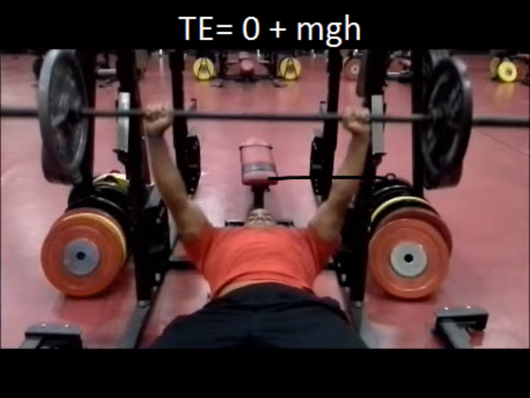Let's take a look at the energy of the bar at two specific points. At the first point, the bar is above Solomon, and the velocity is 0, meaning that the total energy is equal to the potential energy, which is mass times gravity times height. The kinetic energy is 0 at this point.